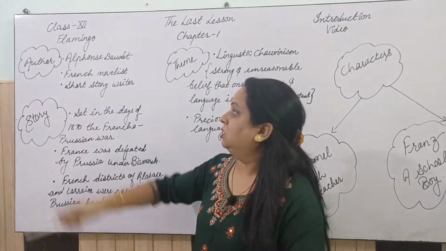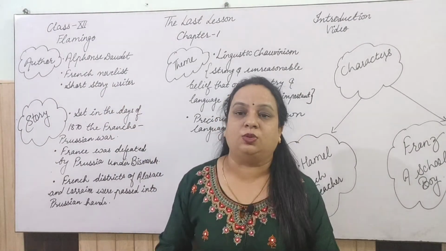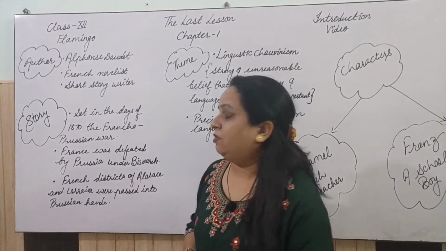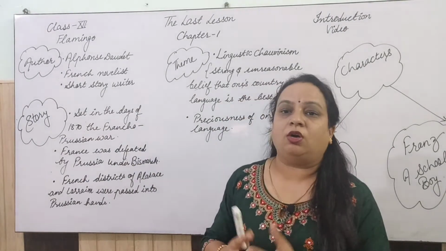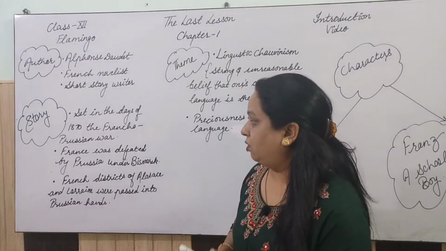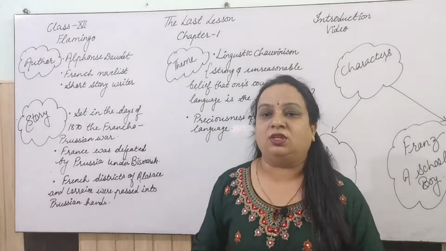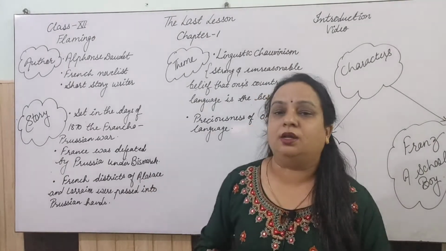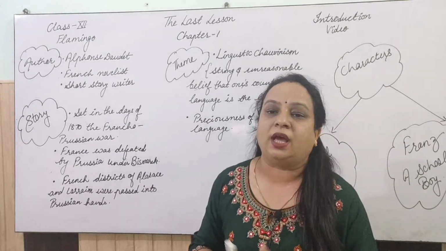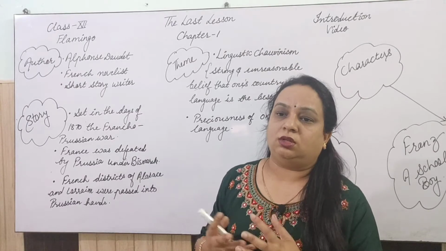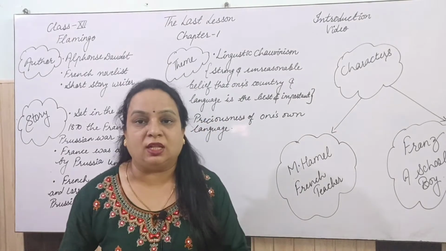Let's know about the author. The author is Alphonse Daudet, who was a French novelist and a short story writer. This story is set in the Franco-Prussian, or you may say Franco-German, war of the 1870s, when France was defeated by Prussia under Bismarck. The French districts of Alsace and Lorraine passed into Prussian hands. So what were the consequences of that annexation? We have to read that.